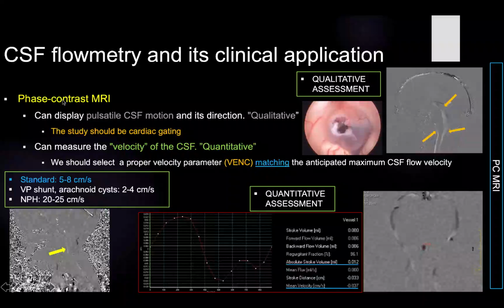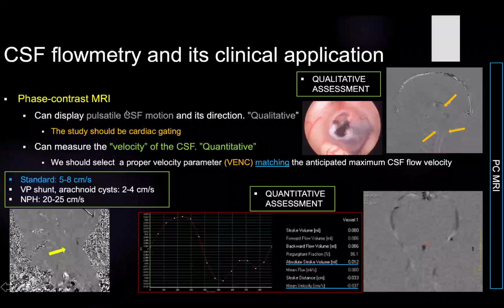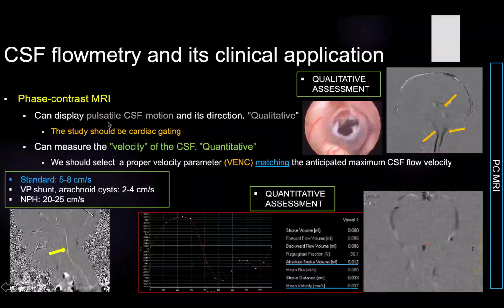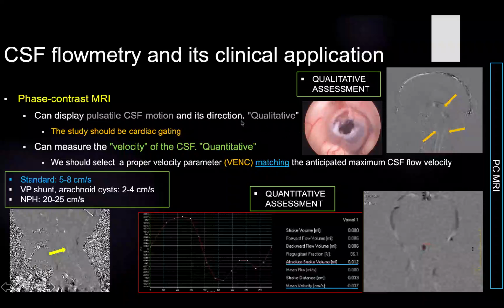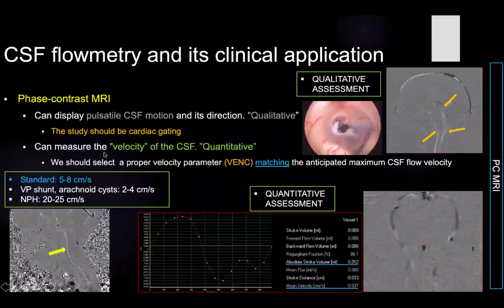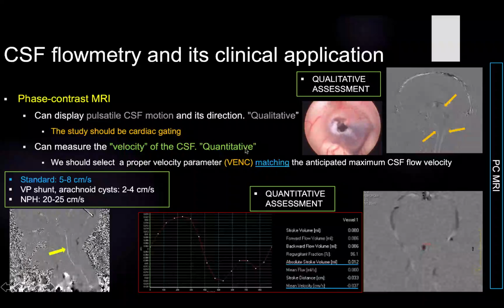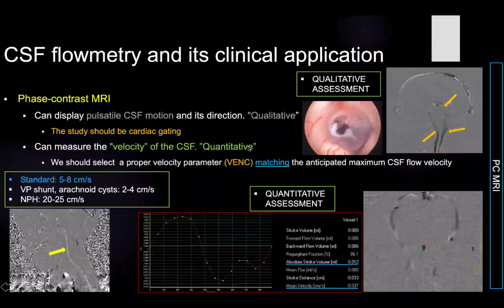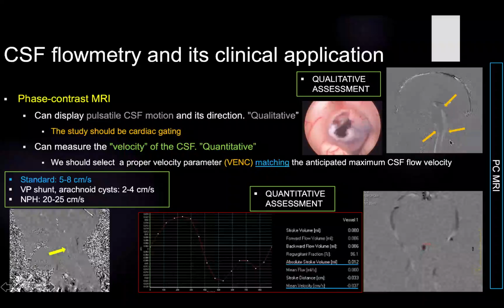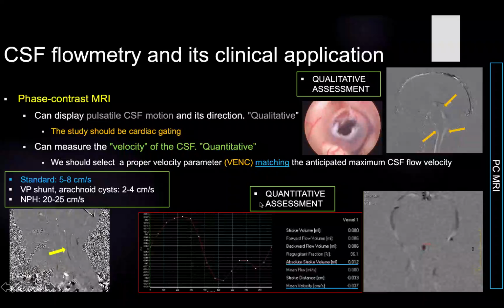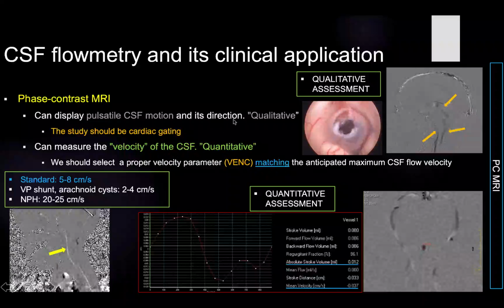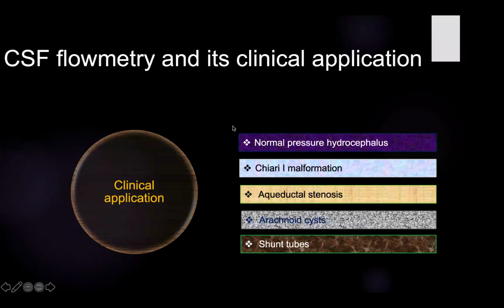So the phase contrast MRI study, in brief, has two values. It can depict the CSF motion and its direction, and this is called qualitative assessment, and it can also measure the velocity of this CSF flow motion, and this is called quantitative assessment. So this is the phase contrast, and this is the basic of the CSF flowmetry.